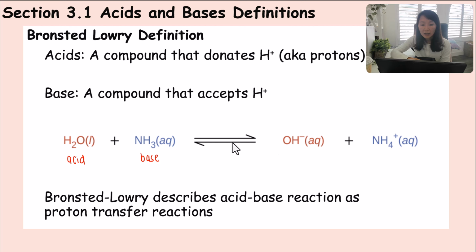Now on the product side, the base right here becomes an acid. And because it's on this side, we need to write conjugate. And that acid on the reactant side has become a base. So we write this as conjugate base.